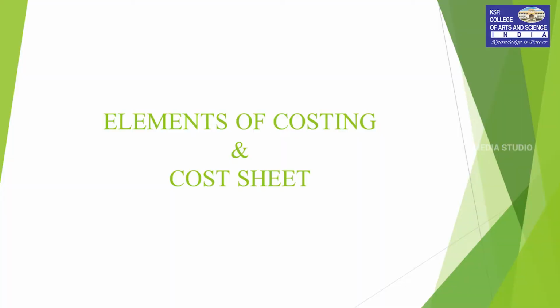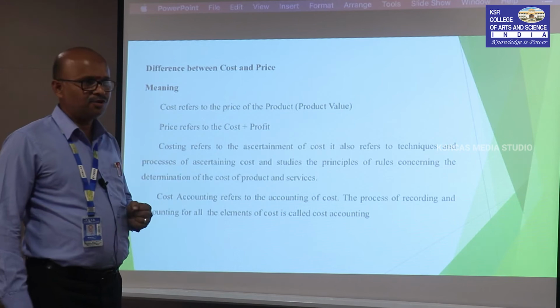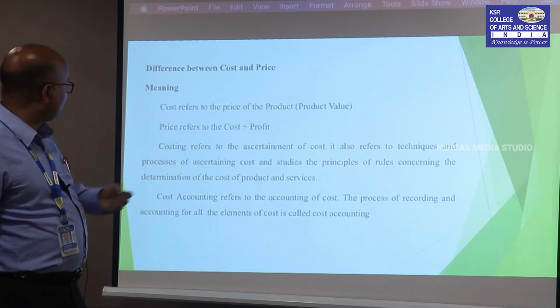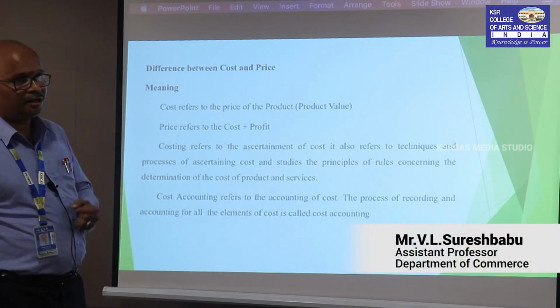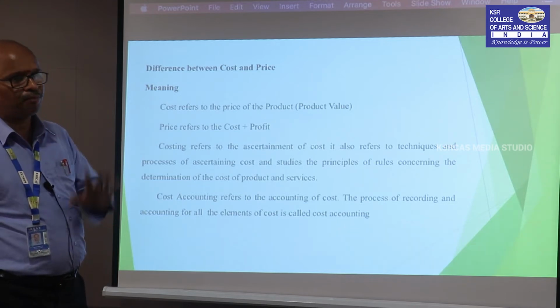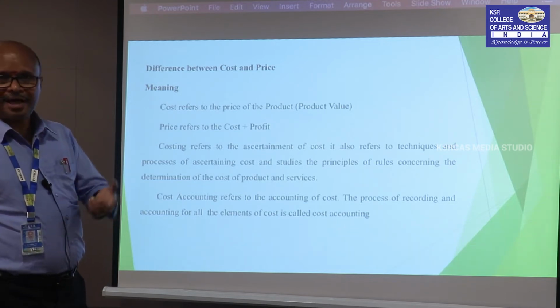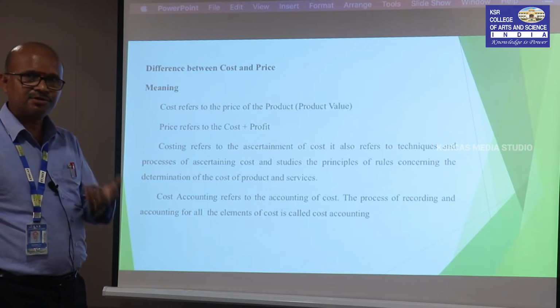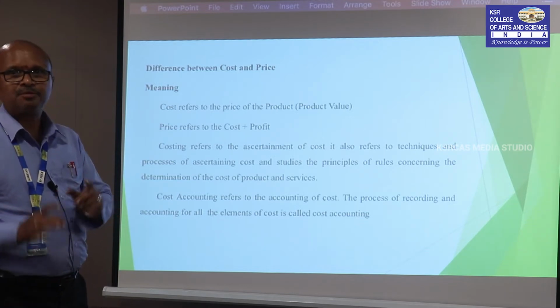Today my topic is regarding the elements of costing and cost sheet. Let us see the difference between the cost and price. The cost here refers to the value of a product. The value here refers to the price of a particular product. As far as the price is concerned, it also says about cost plus profit.